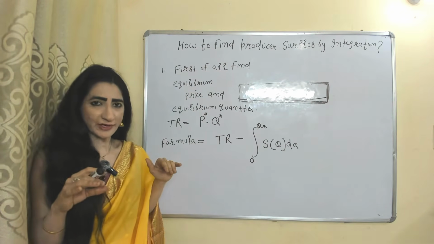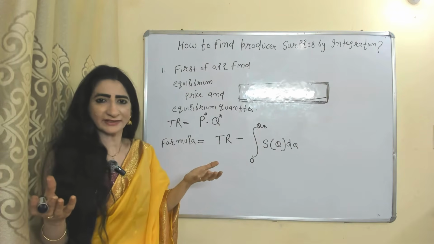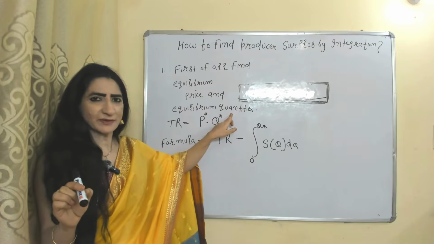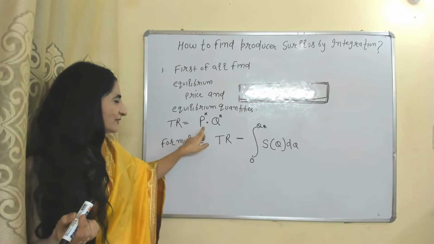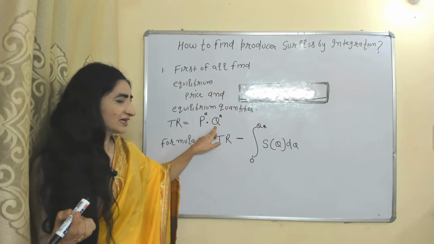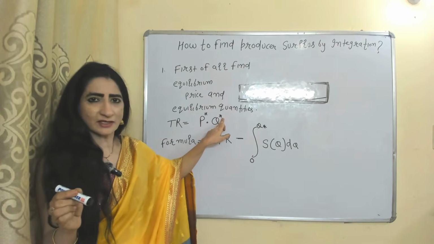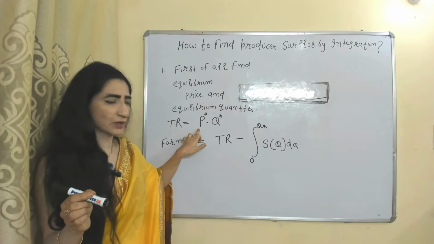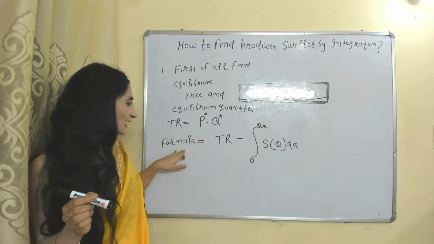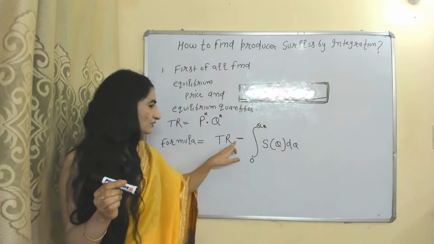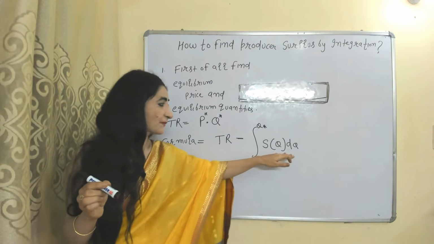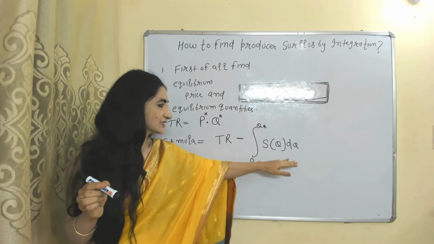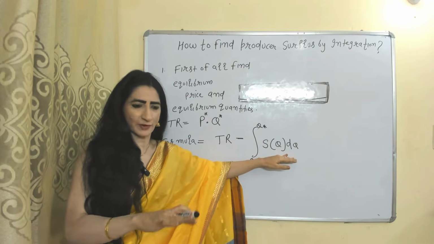Now we will see how to find producer surplus by integration. First of all, find the equilibrium price and equilibrium quantity. Equilibrium price is represented by P star, equilibrium quantity by Q star. Then calculate total revenue. As we know, total revenue equals P into Q. Now apply this formula: total revenue minus integration of the supply function from 0 to Q star quantity. This supply function will be given in the problem.